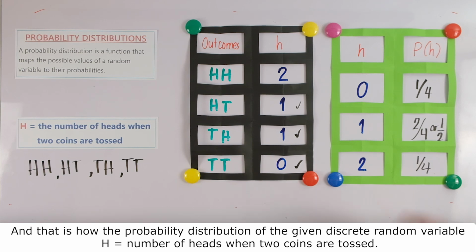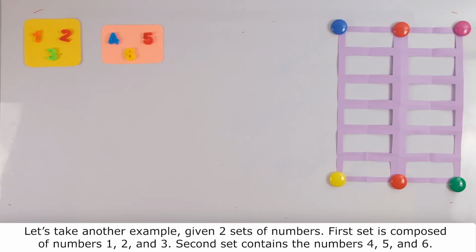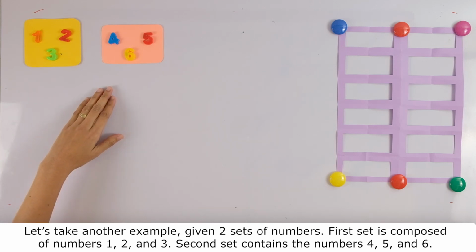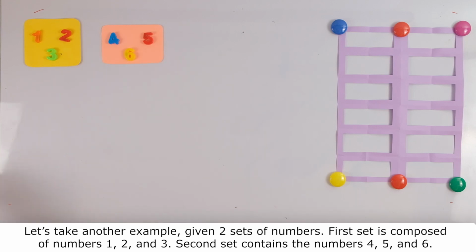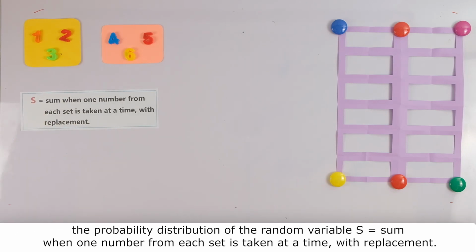This is the probability distribution table for our random variable h, which is the number of heads when two coins are tossed. Let's take another example. Given two sets of numbers, the first set is composed of numbers 1, 2, and 3. The second set is composed of the numbers 4, 5, and 6. Construct the probability distribution of the random variable S, which is equal to the sum when one number from each set is taken at a time with replacement.